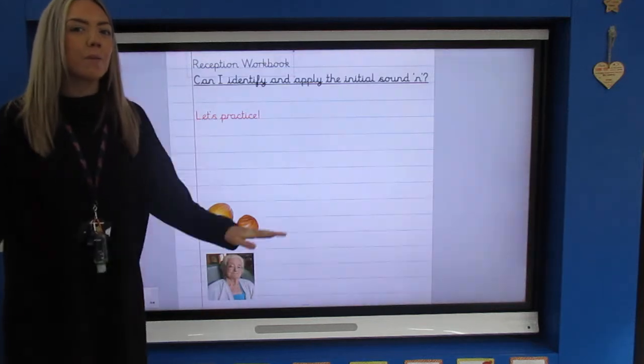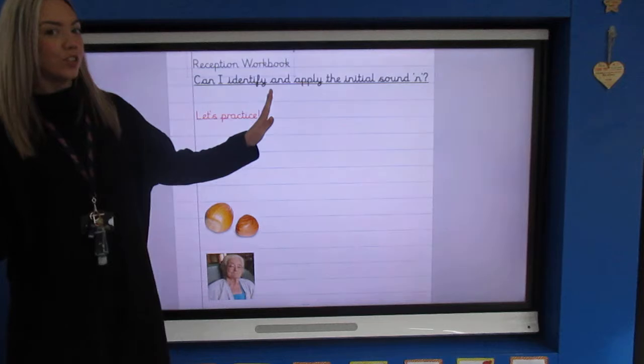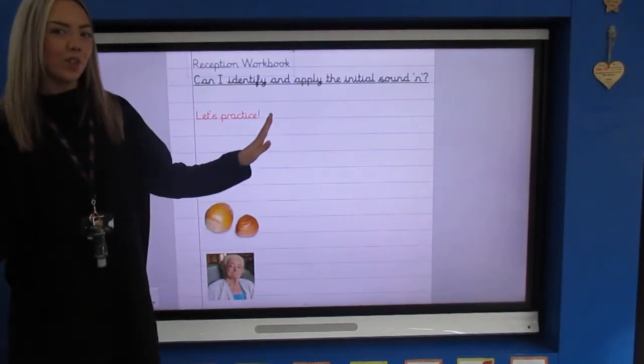sing it together. Hear the aeroplane, hear the aeroplane, hear the aeroplane, making lots of noise.